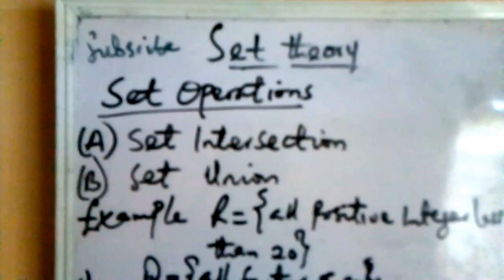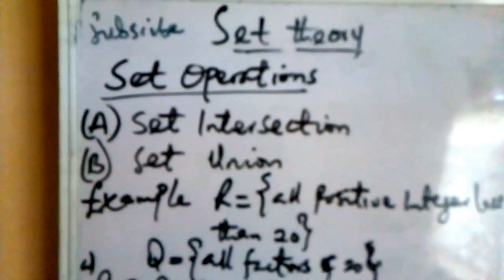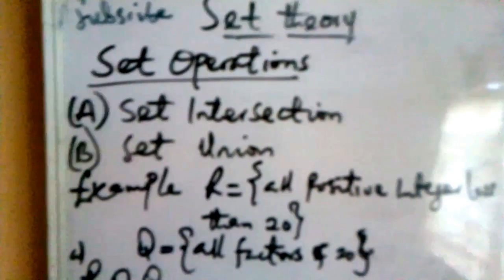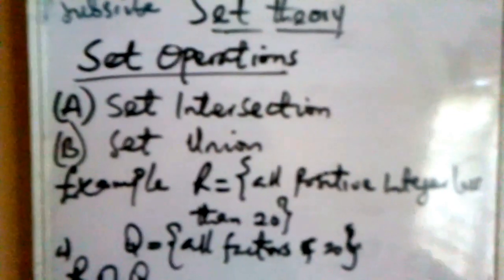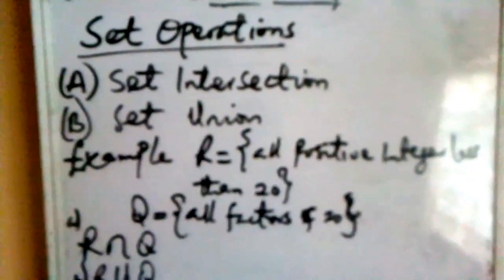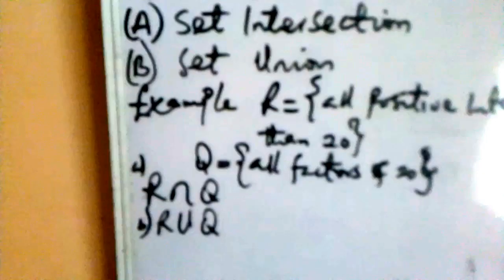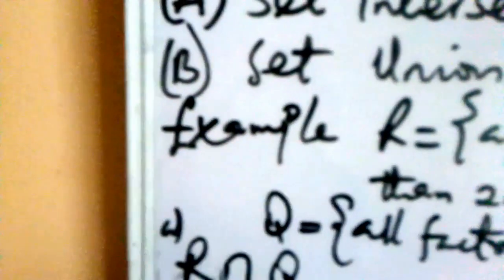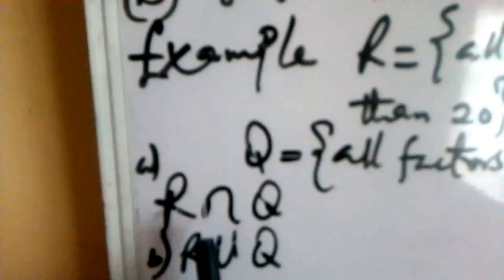I understand set theory. So now we want to take two set operations, which are the set intersection and the set union. Two set operations that are very important in set theory: set intersection and set union. Now if you look at this particular part A, it is saying we are supposed to examine R intersection Q. This symbol that looks like an elongated N means intersection.